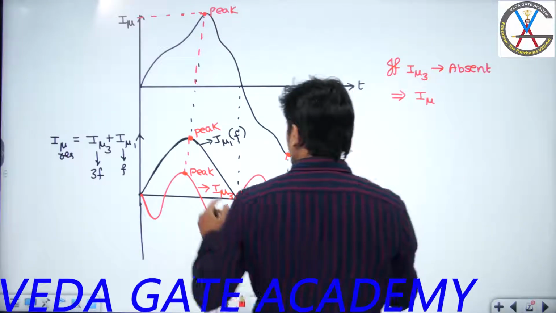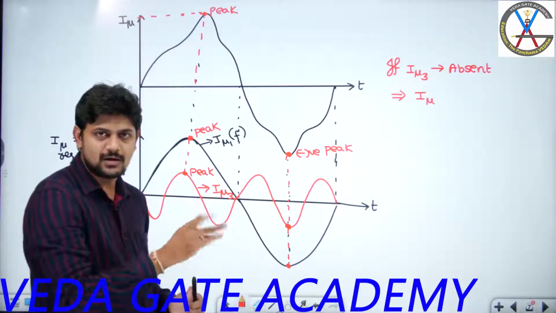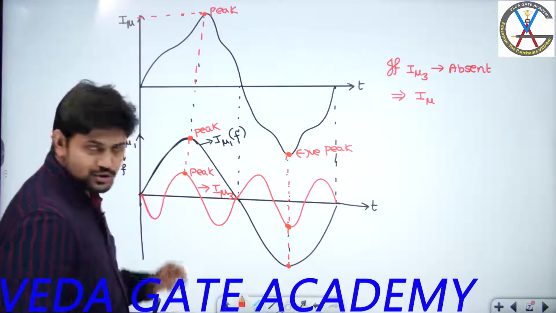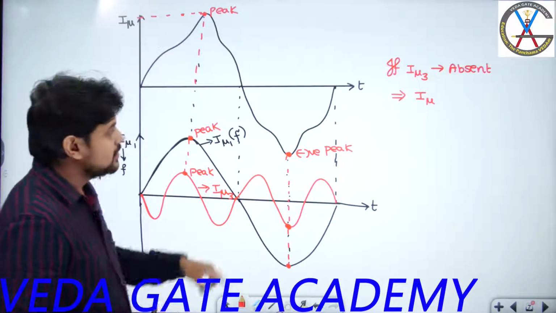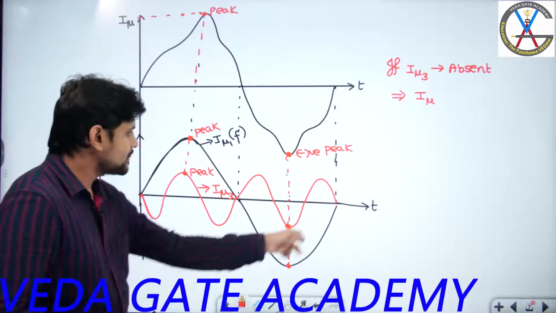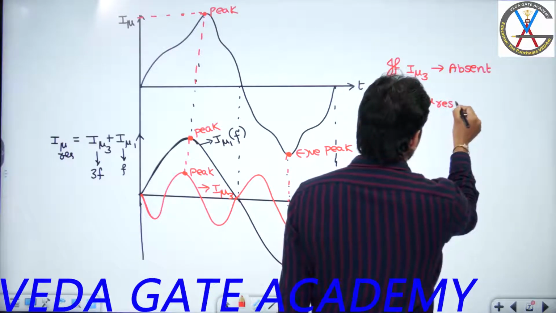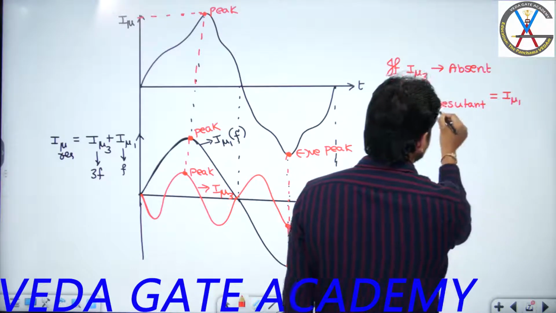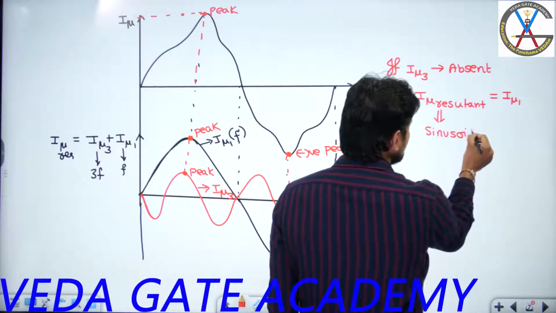I mu becomes only the fundamental. In fact, practically you will have even the 5th, 7th and others, but they have less effect. That is the reason I have not considered or shown them here. Our major focus should be the third harmonic. Now I am saying that my transformer winding is not allowing this third harmonic current. That means if the third harmonic component of current is absent, then you are going to get only the fundamental. So the resultant shape of the magnetizing current is equal to only the fundamental component of magnetizing current. Is this fundamental component of magnetizing current pure sinusoidal or not? Yes, it is pure sinusoidal.